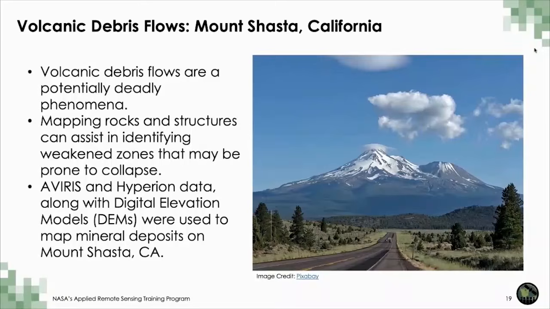Mapping altered rock and the associated structures can aid in the identification of weakened zones on volcanoes that may be prone to catastrophic collapse. However, because such rocks and structures are commonly situated in rugged terrain that's difficult to access, information concerning potential altered rock sources for debris flows is really sparse. Therefore, hyperspectral data from AVIRIS and Hyperion were used in this example to map a variety of mineral species on Mount Shasta in California.